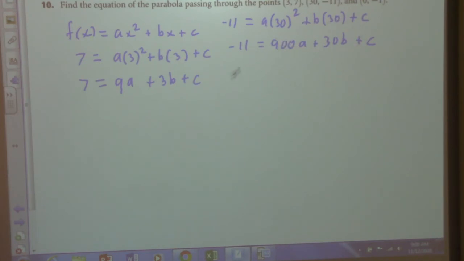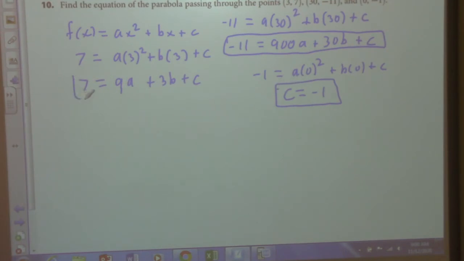So what's our last one here? Negative 1 equals A times 0 squared plus B times 0 plus C. So what is this going to be equal to? C is equal to negative 1. So now you have your system of equations, right? You have this one here, and this one here, and this one here.